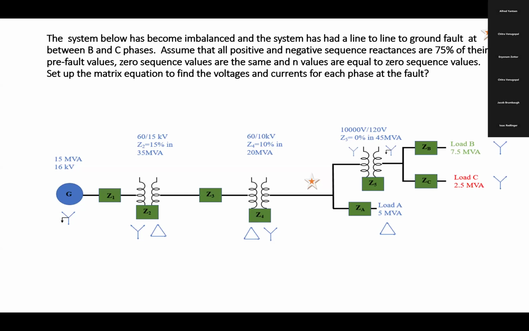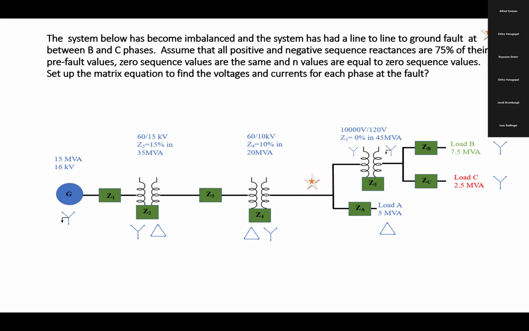So this is a complete system. What you are seeing here is a generator, transformer, transmission line, step up transformer, step down transformer, and then connected to different loads. So this is a kind of network, and we can apply the rules and solve it and find out the fault.